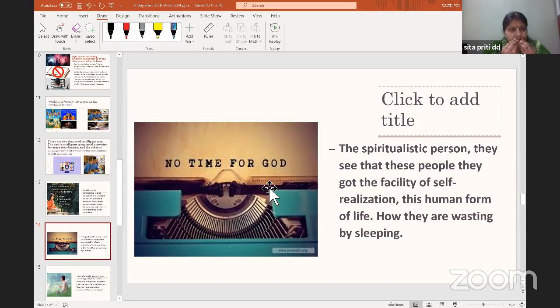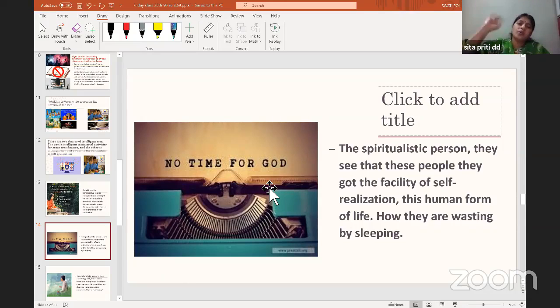I do not have teeth in my mouth. I do not have proper eyesight. I cannot even hear properly. How will I read the Bhagavad Gita? And then finally, one day comes when that person leaves this world, the soul leaves his body and goes away. And then when is he going to read the Bhagavad Gita? No time.